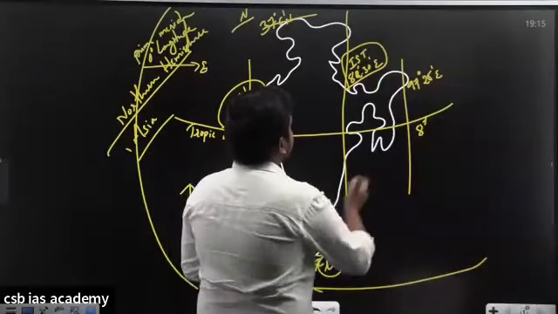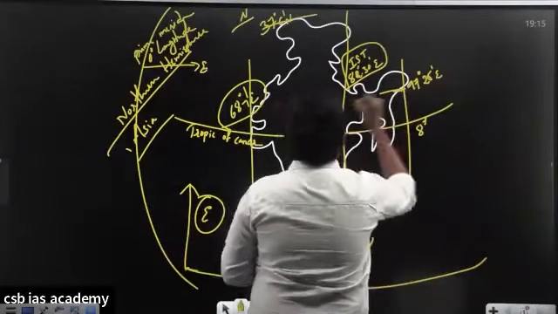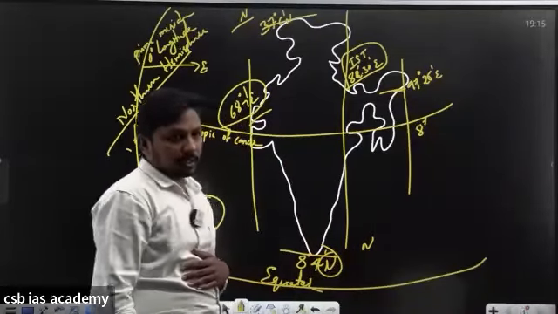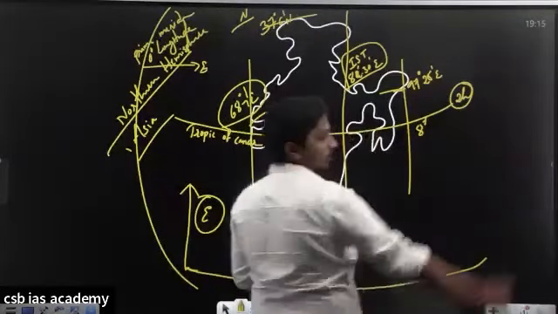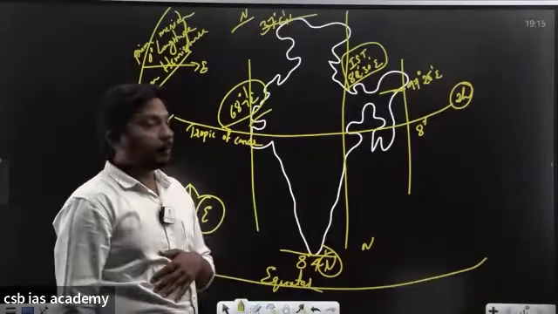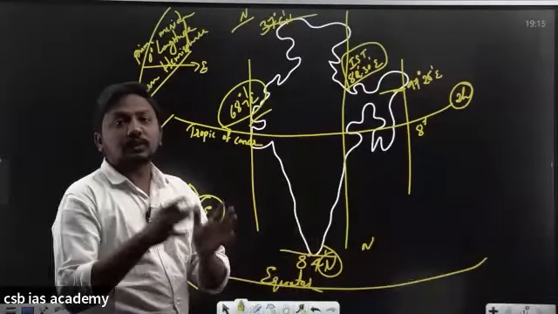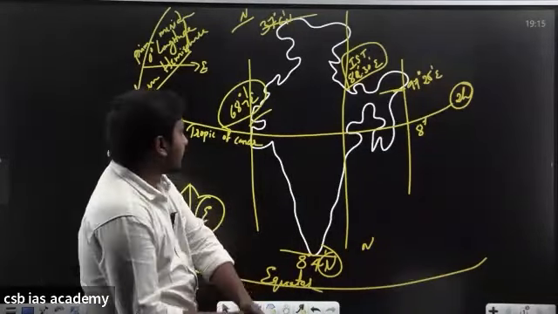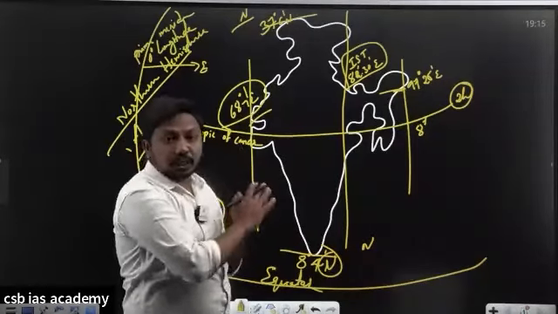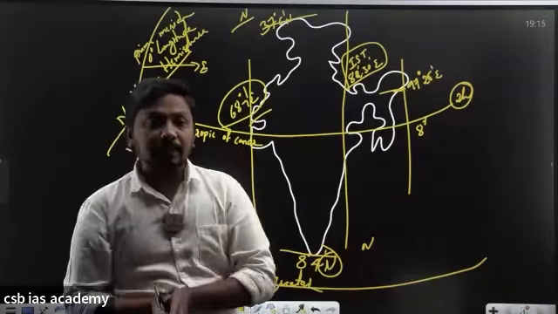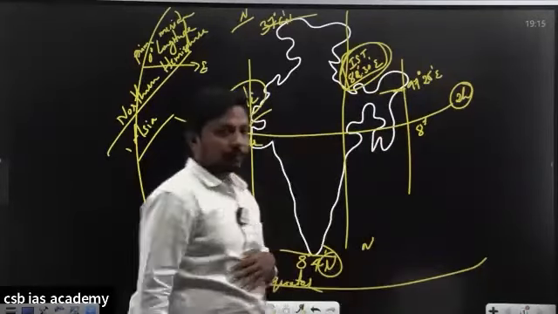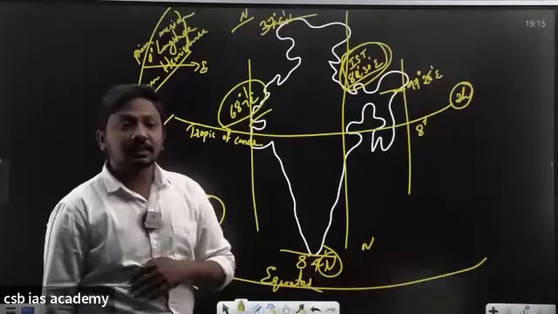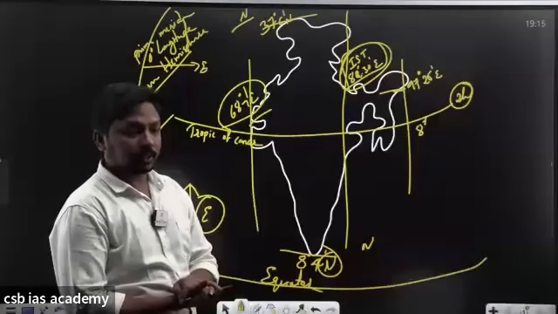Because if you see, there is a time difference between Arunachal Pradesh and Gujarat. Almost a difference of 2 hours. But in reality, we don't see that. Even in Arunachal Pradesh and Gujarat, we follow the same timing just because of following the 82.5 degrees east longitude, right?